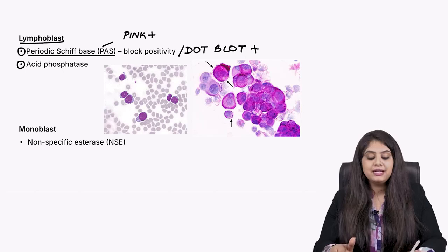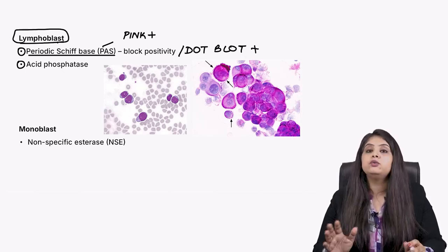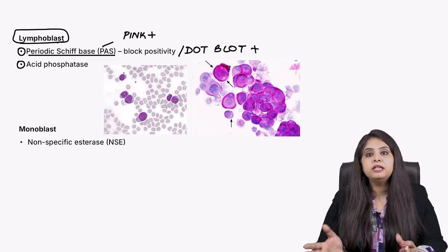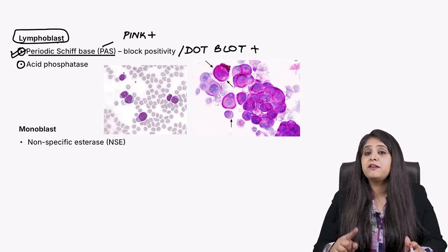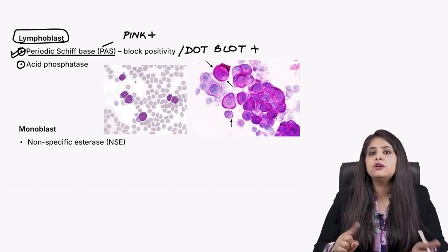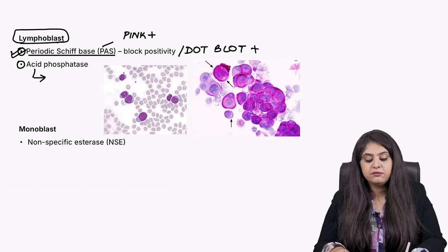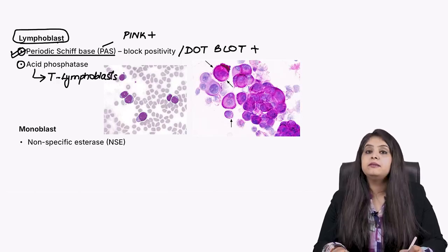As I go forward, I will tell you lymphoblasts are of two types. There is a T lymphoblast, there is a B lymphoblast. So PAS will give me positivity for every lymphoblast. But if I have to confirm whether it is T category or B category, I will do acid phosphatase stain, because acid phosphatase will be positive in the T lymphoblast category. Now finally lymphoblasts are done.